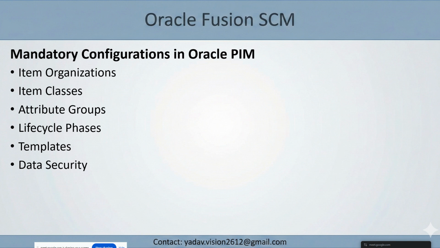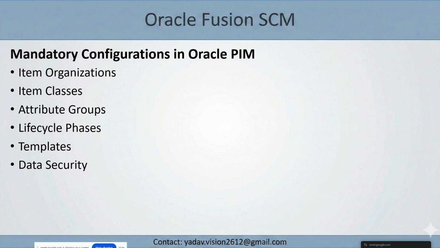Once the organization is created, you are going to have the item classes. So in Fusion, you are going to see a root item class. Under the root item class, you are going to have the categories and subcategories. And the attribute groups, I will tell you in the coming sessions what is meant by attribute groups. And life cycle phases, we already saw how they get created. I can show you in the system. And templates also.